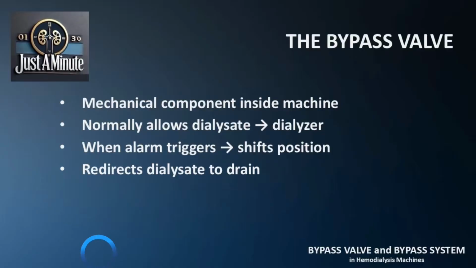Now let's focus on the bypass valve itself. This is the mechanical part of the system. Under normal operation, it allows dialysate to flow through the dialyzer. But once an alarm is triggered, the valve changes position and diverts the dialysate to the drain.